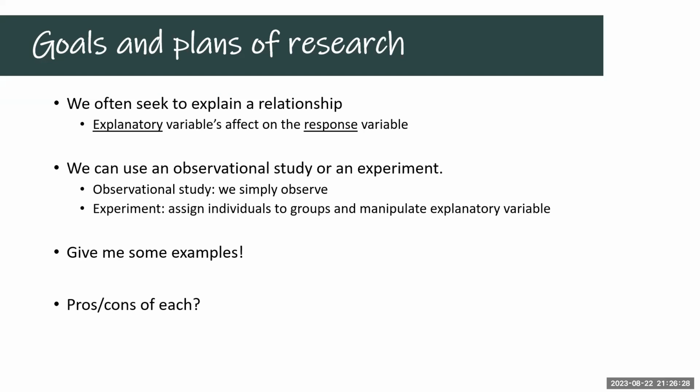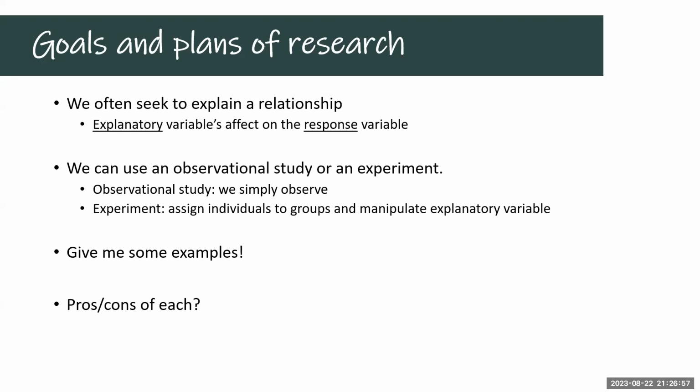In an experiment, on the other hand, we are going to assign individuals to different groups, and we are going to manipulate that explanatory variable. So if you think about a clinical trial, right? You're going to have a group that gets nothing, and you're going to have a group that gets the active drug under test. And you, as the researcher, are going to decide who is going to get what. You are manipulating or controlling that variable, that drug of interest.